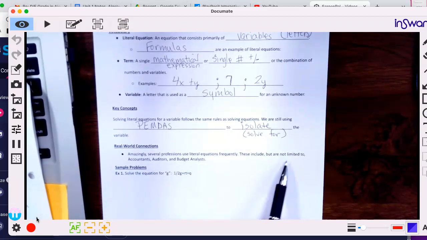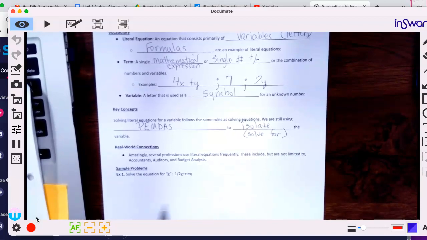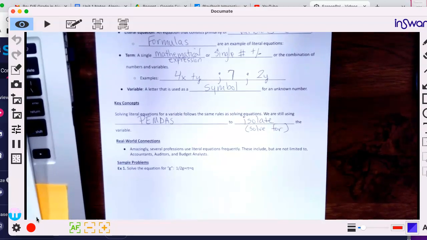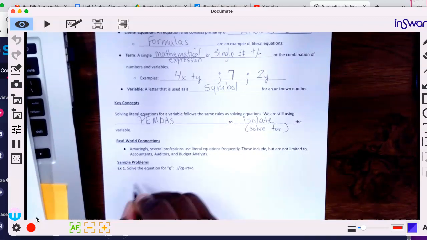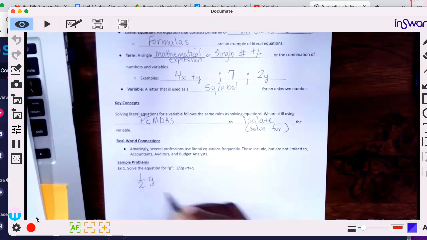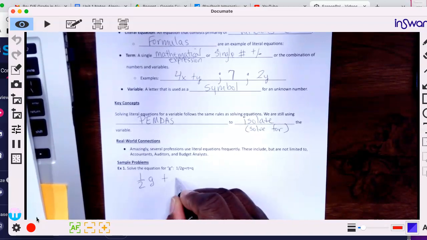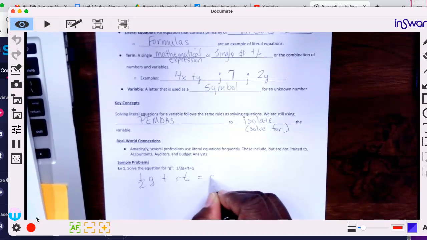Real world connections. You have your real world connections right here. Let's go into your sample problem. Your sample problem here says, solve the equation for G. They gave you 1/2 G plus RT equals Q.